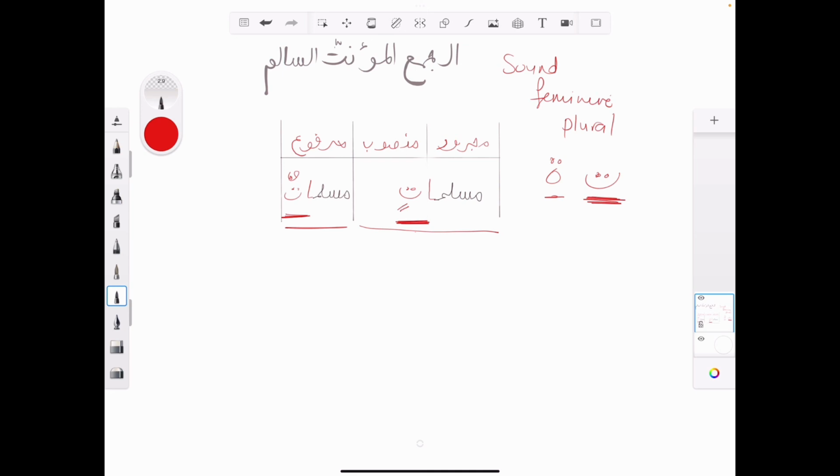Okay, if you remember when we were looking at the jama' al-muzakkar salim on the previous slide, you had, of course, muslimina here, and for marfu, muslimuna. But the main thing you need to remember is muslimatin and muslimatun. So when it's majroor or mansub, it'll be muslimatin. When it's marfu, it'll be muslimatun.